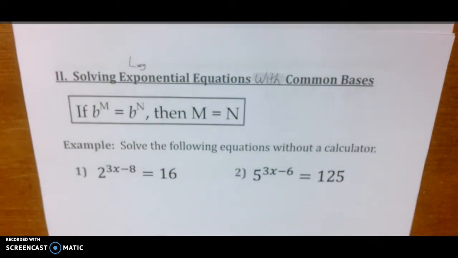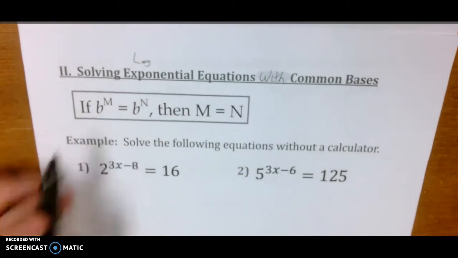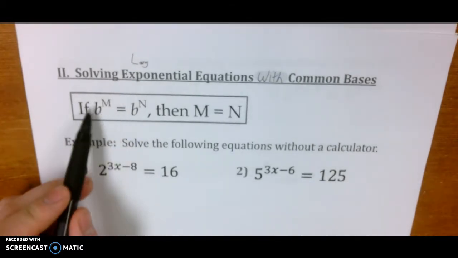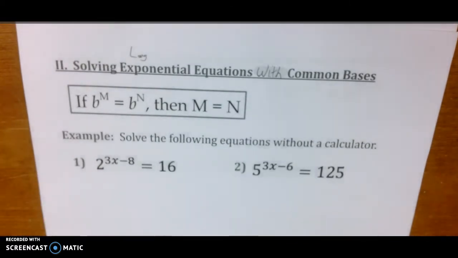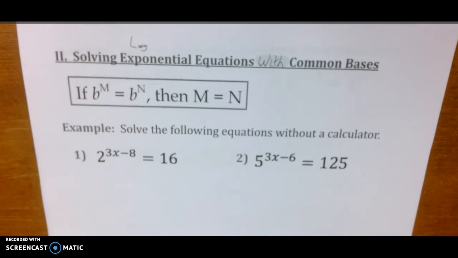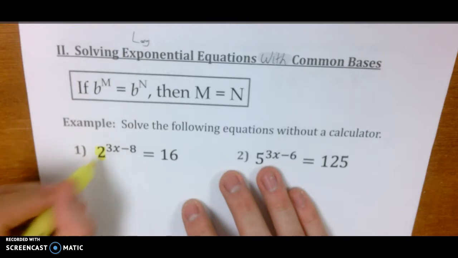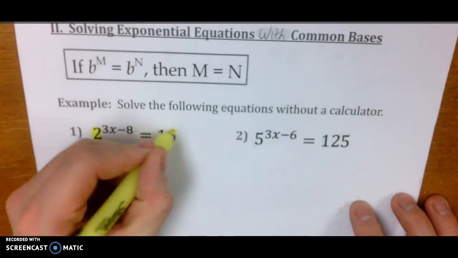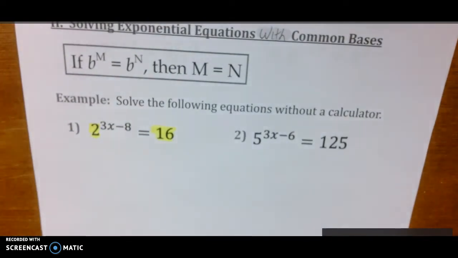So let's go with the initial fact that if you have two separate pieces on each side of an equal sign, if their bases are the same, then their exponents must also be the same. All right, and that's kind of like a logic piece that most of us kind of take for granted. But if I look at an example, for instance, number one says 2 is my base. 2 to the power of 3x minus 8 equals 16. We'll have a base of 16. These two pieces are not saying the same thing.